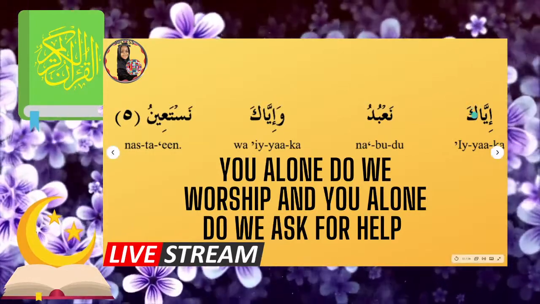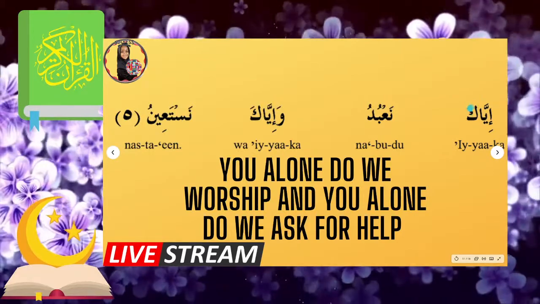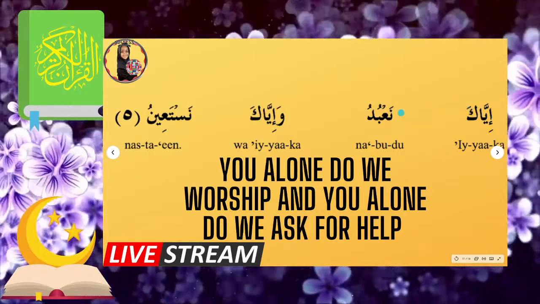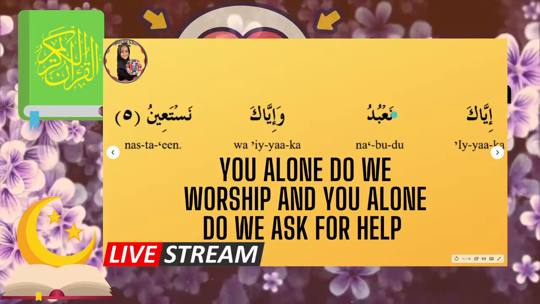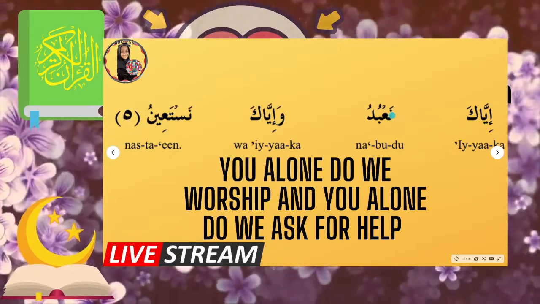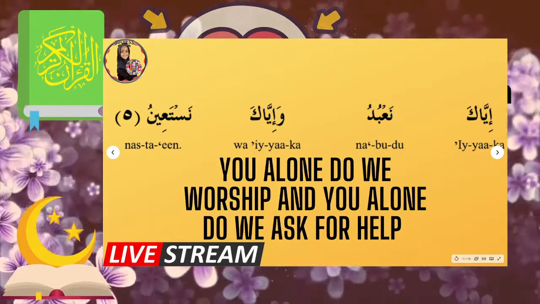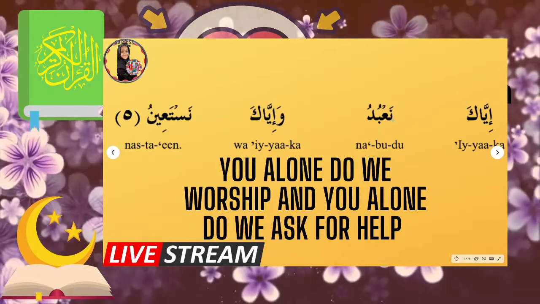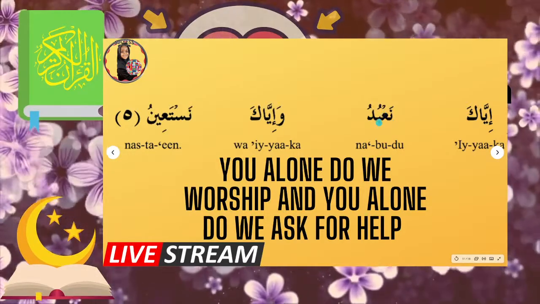So right here, there is kaf, fatha, ka, iyyaka, noon, fatha, na, iyyaka na. And then there's also ayn, which makes it iyyaka na. And then right here.